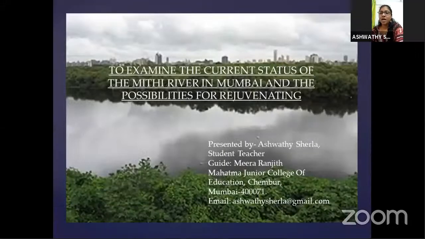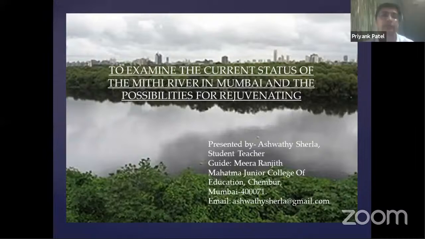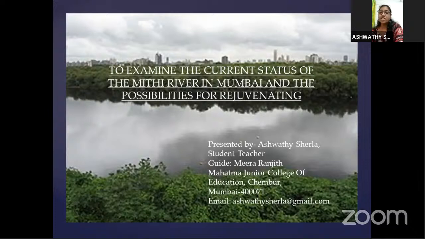Rivers are generally the source of clean and safe water for all living beings, used for different purposes like drinking, washing, irrigation, etc. The Mithi River is one of the four rivers flowing through Mumbai city. It is situated on Salsette Island and is the point where the water discharge from Powai and Vihar lakes unite.